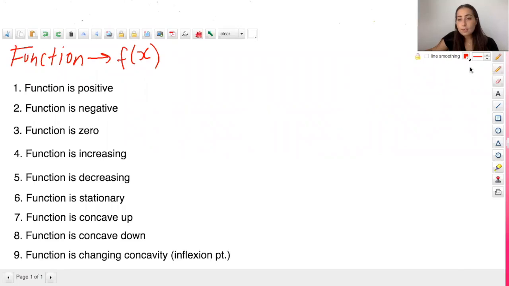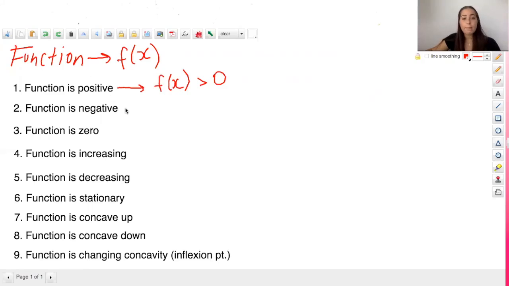So we're going to consider a function called f of x, and that represents really any function. So the first keyword is if the function is positive. So if the function is positive, that automatically relates to the function being greater than 0. So this is correlated with this.